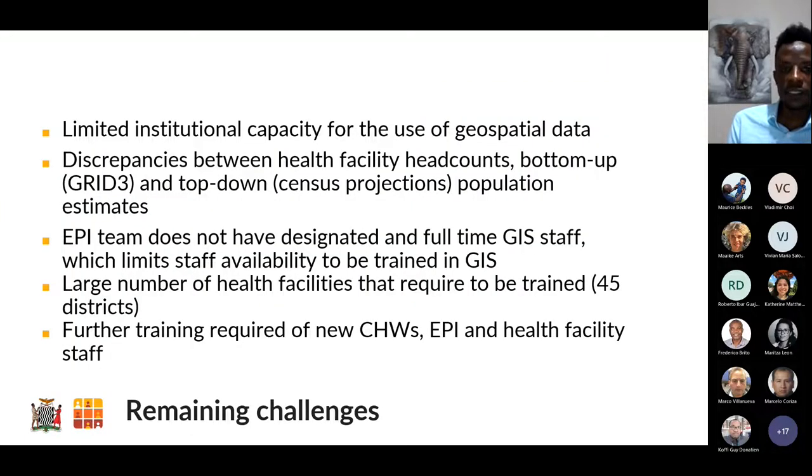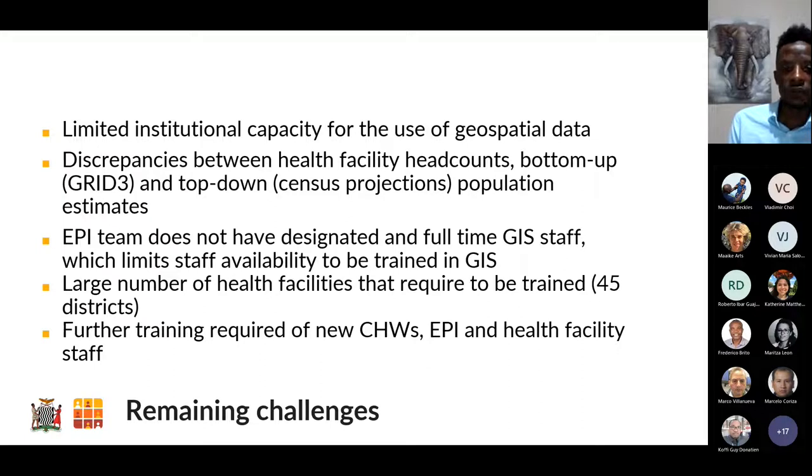In terms of the remaining challenges, as earlier said, there's limited institutional capacity within the Ministry of Health for GIS specifically. And then there are discrepancies between the health facility headcounts and the populations of the Grid 3 bottom-up that was used, and the top-down census projection that was used. So going forward, in terms of population, the current census that is being conducted in Zambia will sort out most of that problem.